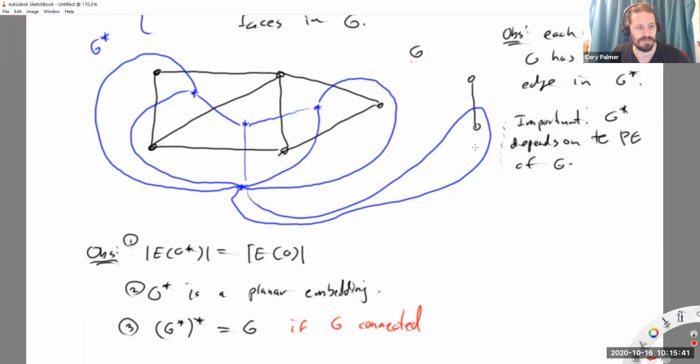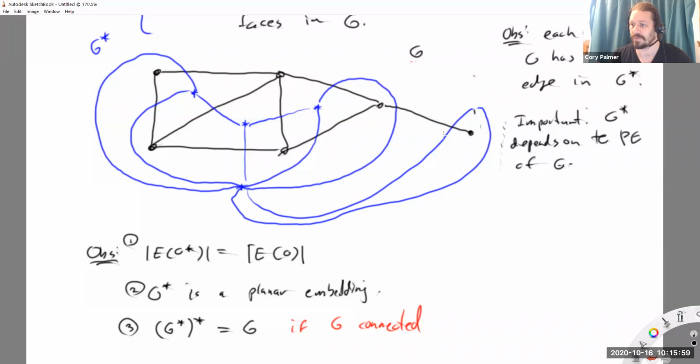So let me modify this picture slightly here, just so that we can keep talking about this one. This doesn't change the embedding, but let's suppose that this extra edge I added looked like this instead. So it was connected, but it was still an edge there. And then this blue loop was still okay, right? Because this edge didn't create a new face.